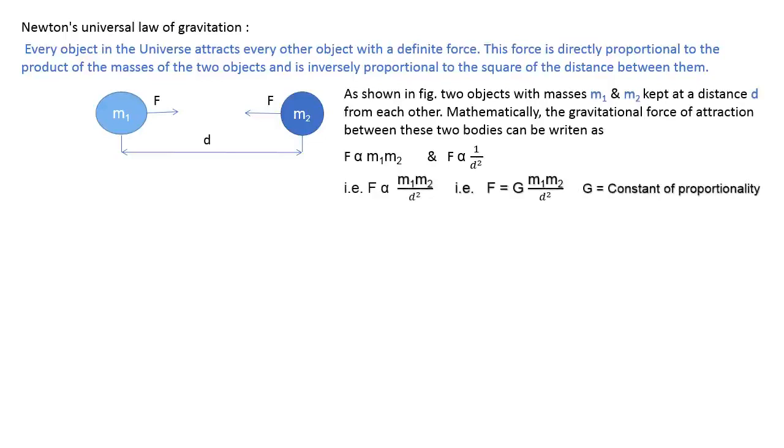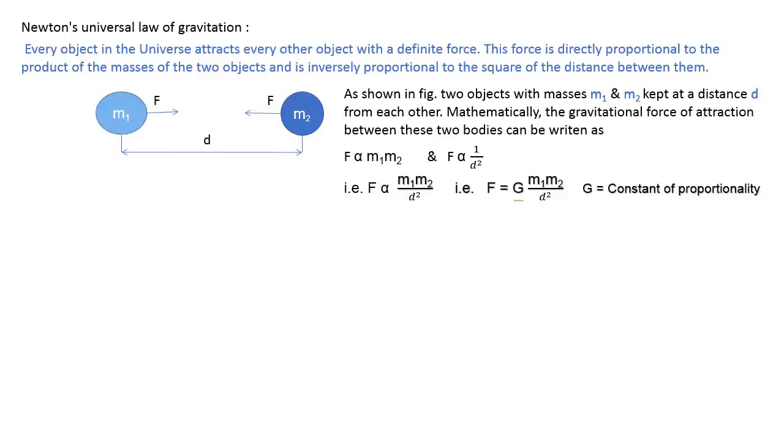And by combining together, you can say F is proportional to m1 m2 upon d square. Means F is directly proportional to the product of masses and inversely proportional to the square of the distance between them. Okay, this is the concept. And by removing this proportionality sign, we can get a constant: F = G m1 m2 upon d square, where G is nothing but a constant of proportionality.